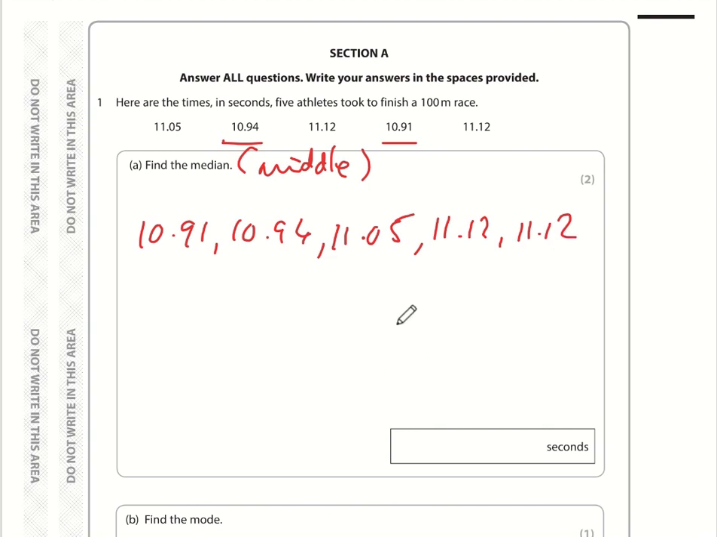So to find the middle, what I would suggest doing is chop off 1 from the left hand side and the right hand side, and we're going to repeat this process until we get 1 or 2 in the middle. So here we get 1 in the middle, and the reason why we get 1 and not 2 is because we have an odd number of values. So this is the 1 in the middle, so the median is simply 11.05 seconds.